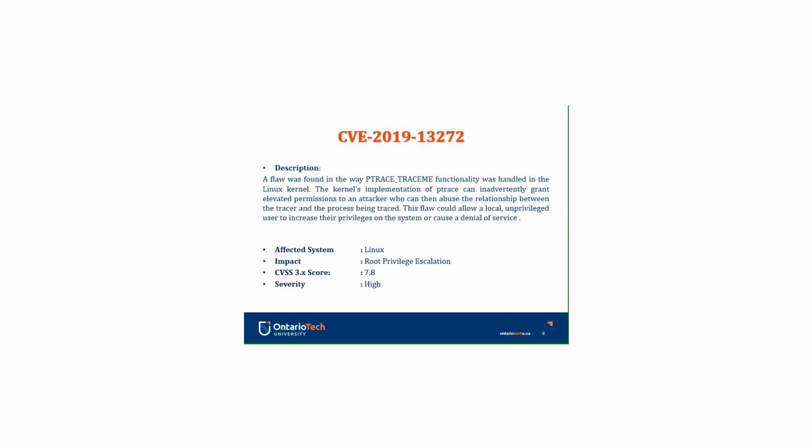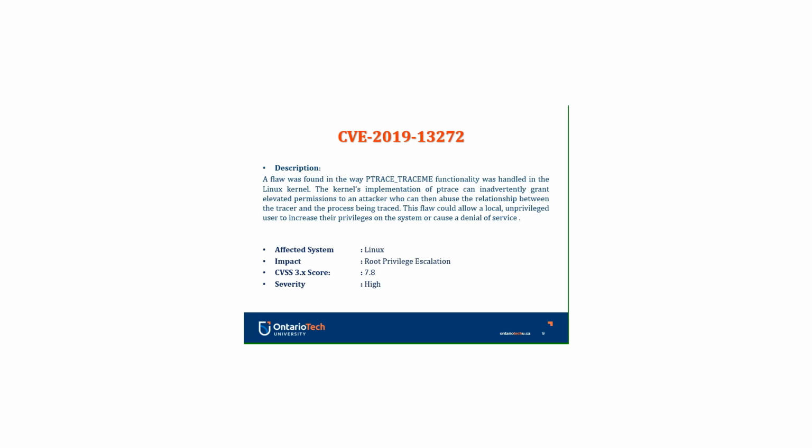Hello everyone, this is Sharmila and I'll be talking about the vulnerability which was found in all the Linux kernel versions below 5.1.17. The CVE for this vulnerability is CVE-2019-13272. A flaw was found in the way that ptrace TRACEME functionality was handled in the Linux kernel. The kernel's implementation of ptrace can grant all the permissions to an attacker who can then misuse the relationship between the tracer and the process being traced.